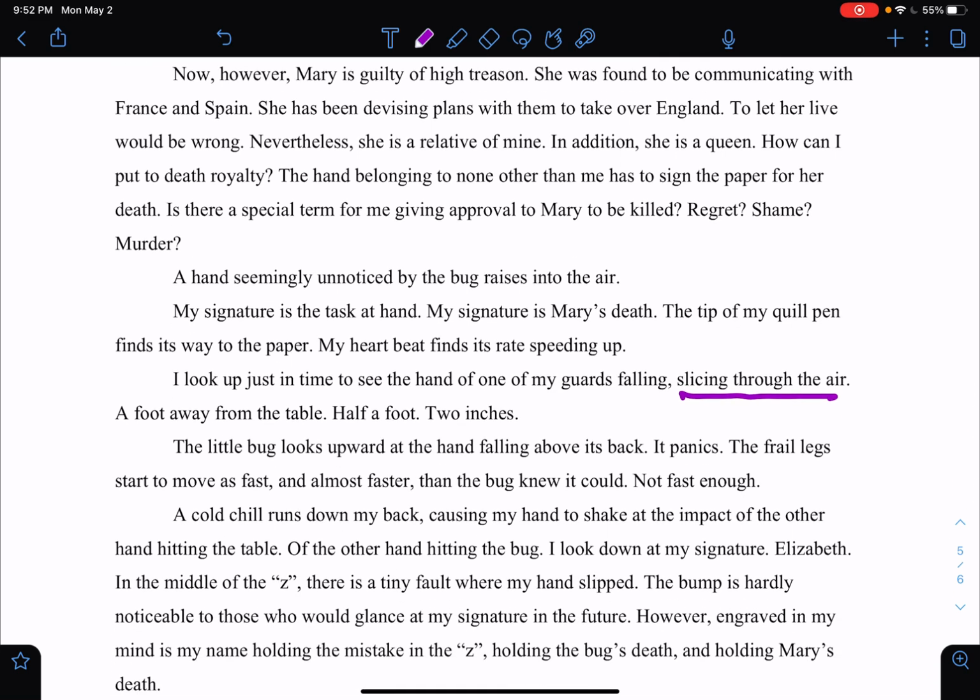The little bug looks upward and at the hand falling above its back. It panics. The frail legs start to move as fast and almost faster than the bug knew it could. Not fast enough. So the bug will die. It's like a metaphor for what's going to happen to Mary.